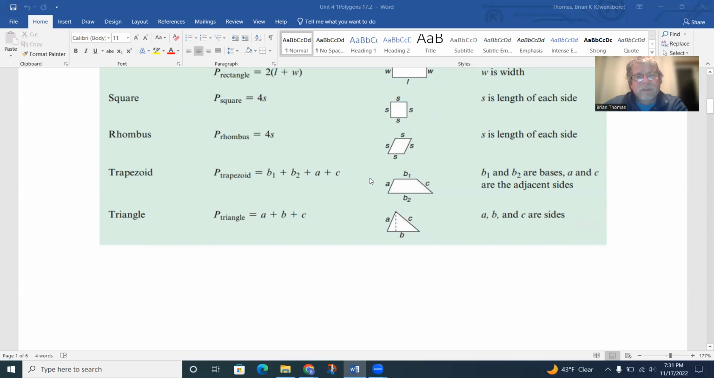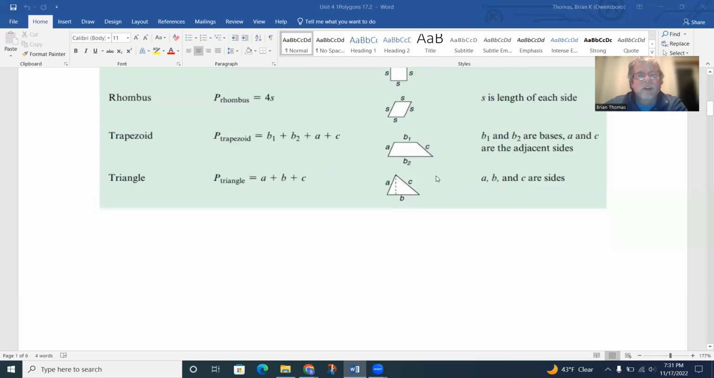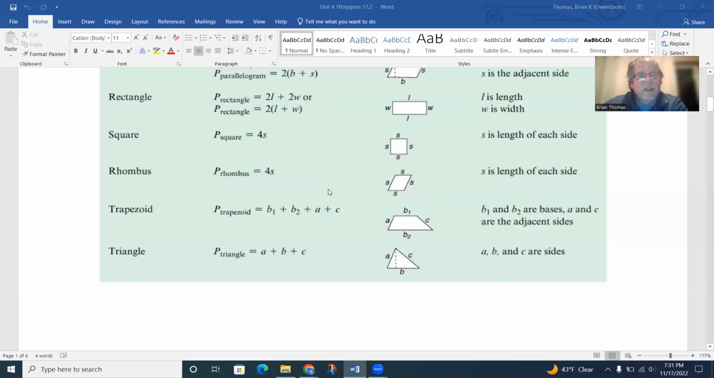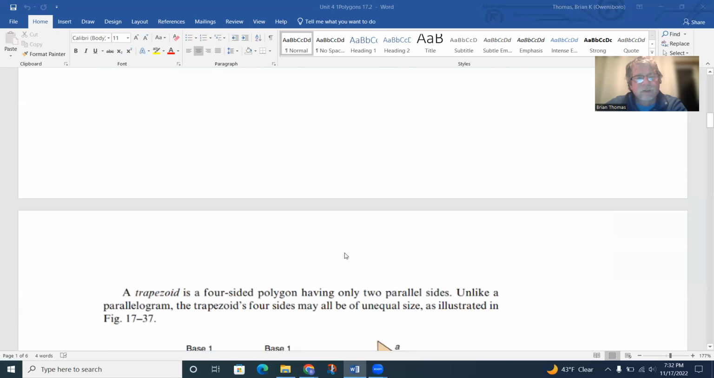A trapezoid, by definition, has 2 sides that are parallel and the other 2 sides are not, but we close it all together to make a 4-sided shape. The parallel sides are usually denoted as B1 and B2, so base 1 and base 2. And then A and C are just considered the other 2 sides of the trapezoid. To find the perimeter of a trapezoid, we just add all 4 sides together: B1, B2, A plus C. To find the perimeter of a triangle, we usually denote the 3 sides as A, B, and C. So A plus B plus C would be the perimeter of a triangle. So those are our basic formulas.